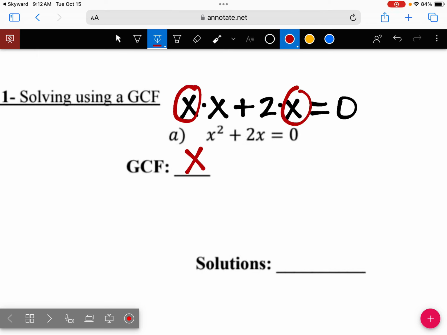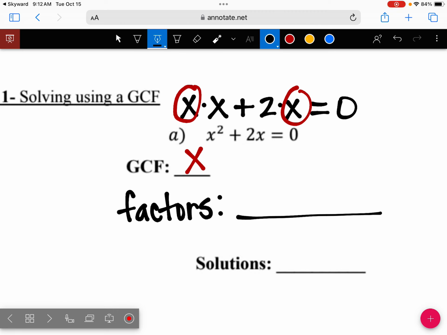Let's put that here. I'm going to add a line, though. I'm going to add factors. So that x is my first factor. My second factor is what's left over after I take out the GCF. And what's left over is x plus 2.